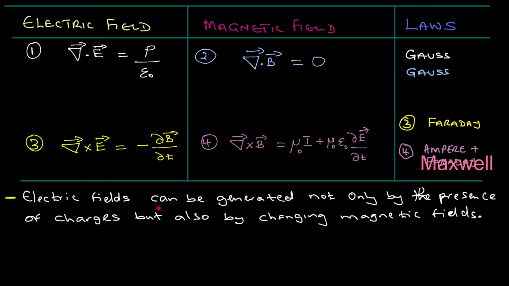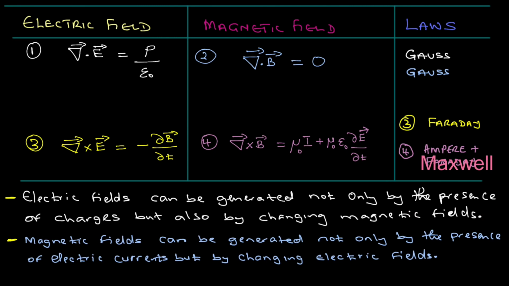The electric field can be generated not only by the presence of charges, but also by changing magnetic field. The magnetic field can be generated not only by the presence of electric current, but also by changing electric field. Maxwell showed that light is an electromagnetic oscillation, electro meaning electric field and magnetic field oscillating perpendicular to each other.